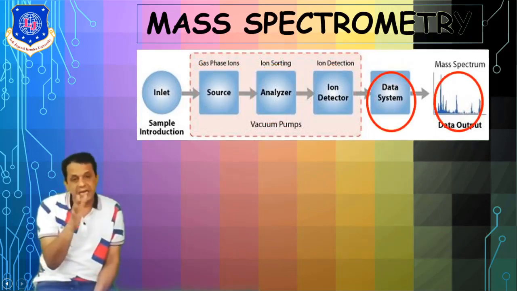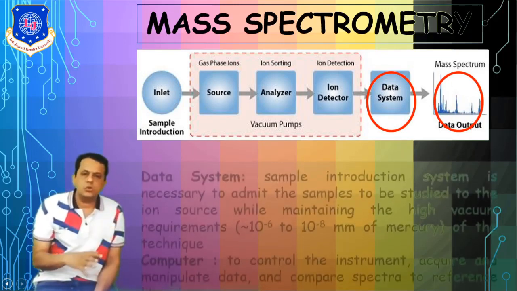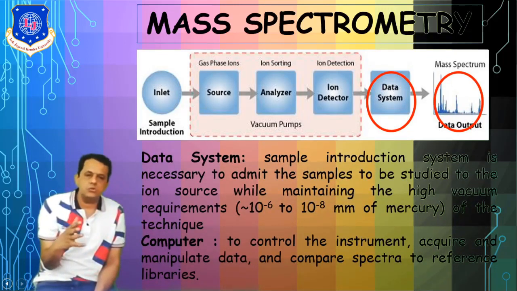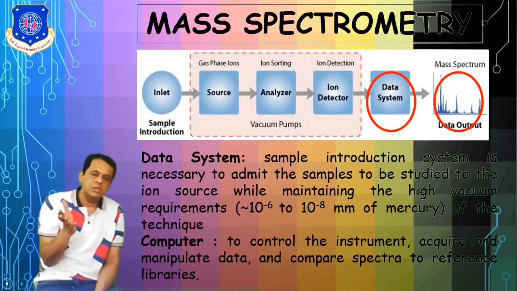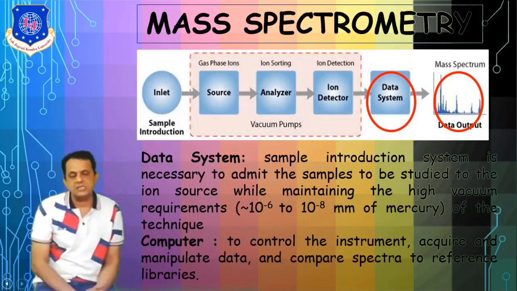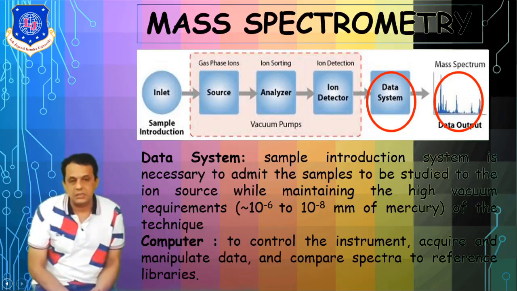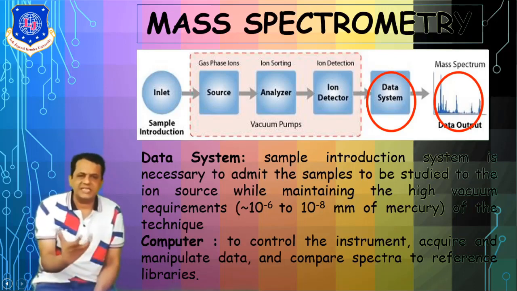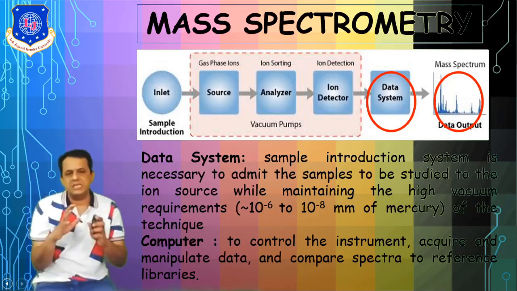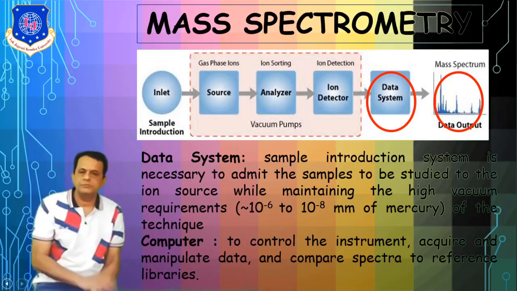Then the next part is the data system and data output. So definitely there is a sample introduction system, and it needs to manage a very high vacuum, like say 10⁻⁶ to 10⁻⁸ millimeter of mercury pressure, and a computer for the data output, maybe in visual graphical form.